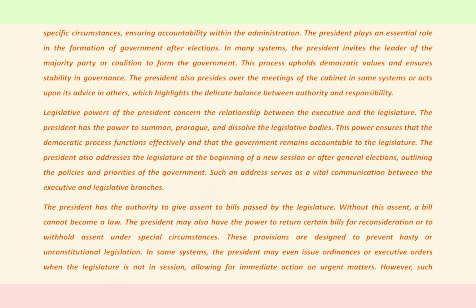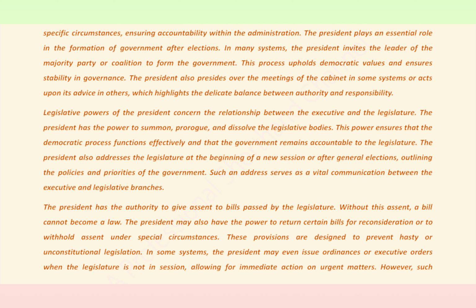The President plays an essential role in the formation of government after elections. In many systems, the President invites the leader of the majority party or coalition to form the government. This process upholds democratic values and ensures stability in governance. The President also presides over the meetings of the Cabinet in some systems or acts upon its advice in others, which highlights the delicate balance between authority and responsibility.